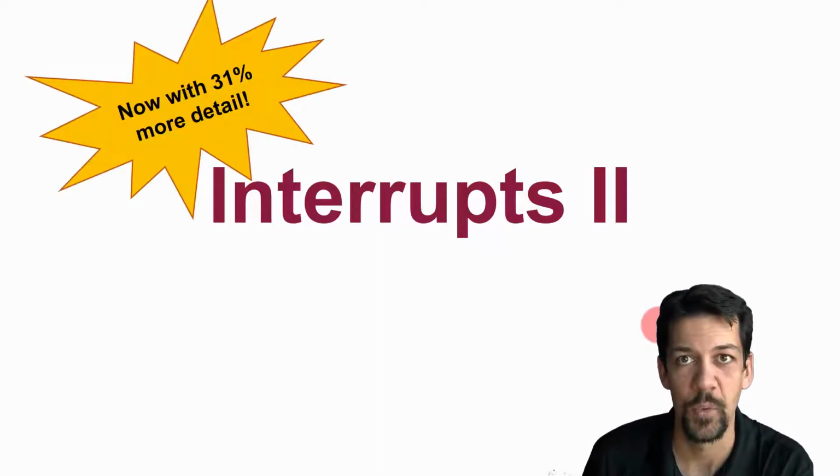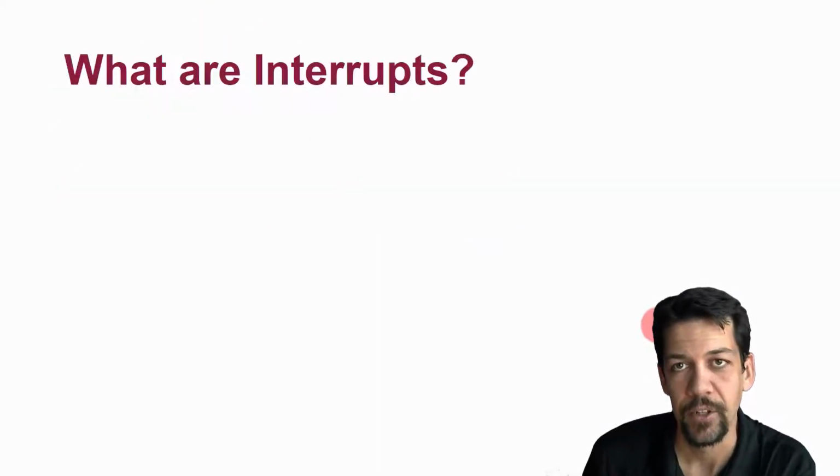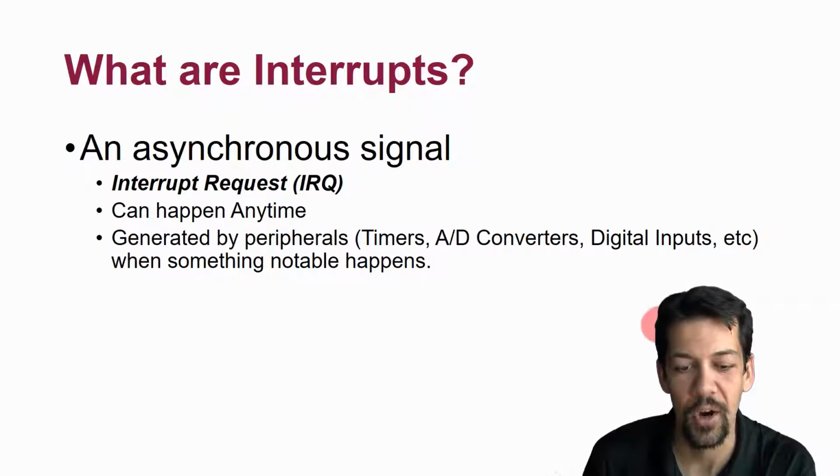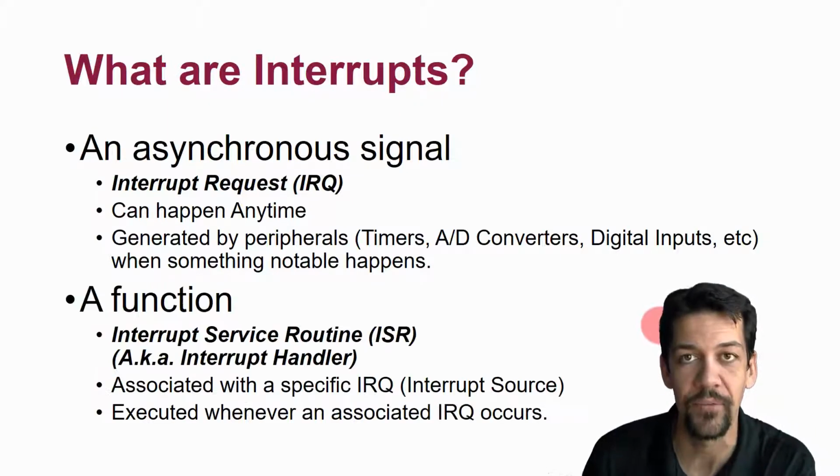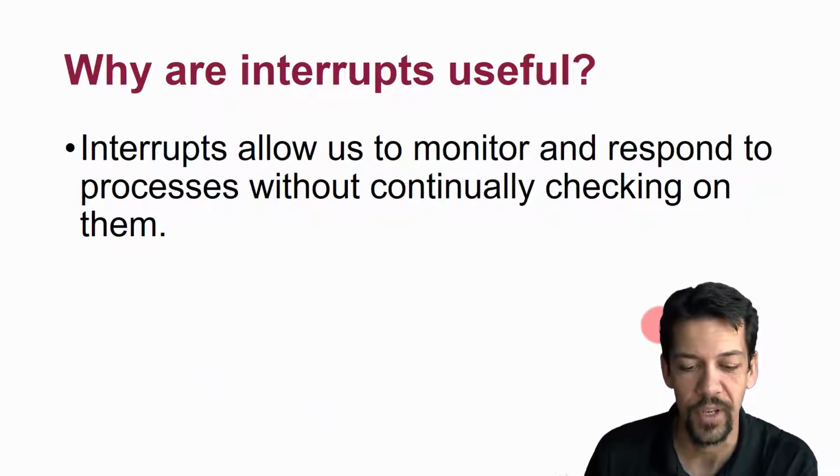So let's look at interrupts with a lot more detail. Remember that interrupts are an asynchronous signal. So an interrupt request, IRQ, is a signal that occurs that we want to handle with some kind of function. We want some process to execute when this asynchronous signal, this IRQ, occurs.